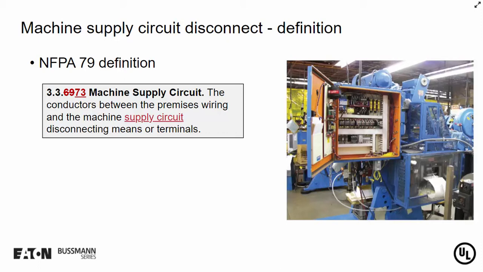The purpose is to differentiate between the machine supply circuit, which are the conductors from the premise wiring, and downstream equipment supplied from the supply circuit disconnecting means, such as what we might call perhaps a subpanel. As you will see, the requirements for the machine supply circuit can differ from other supply circuits downstream of the machine supply circuit.